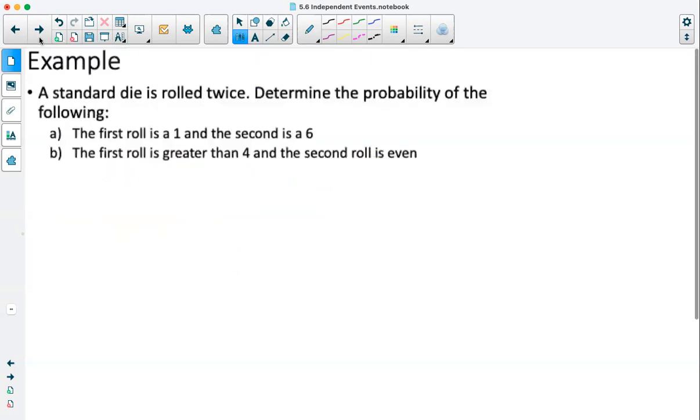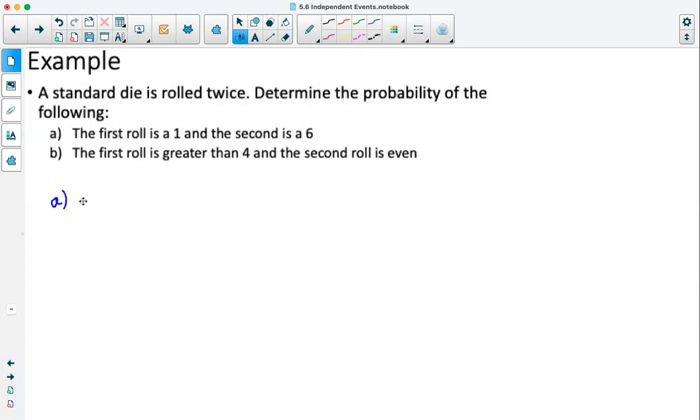We'll look at another example. A standard die is rolled twice. Determine the probability of the following. A, the first roll is a 1 and the second is a 6. And then part B, the first roll is greater than 4 and the second roll is even.